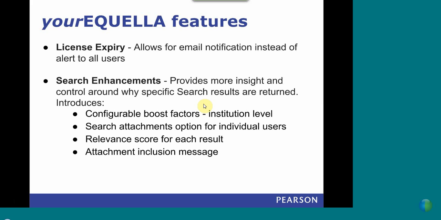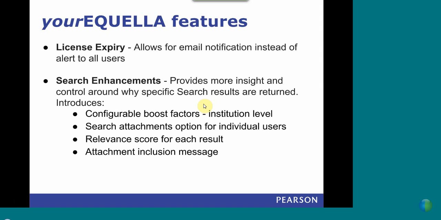We also have added something new. Currently, when a license is about ready to expire, everyone using the system sees the messaging that that's going to happen. Instead of alerting everyone, we have the ability to enter email addresses for that notification instead of putting it on the site.